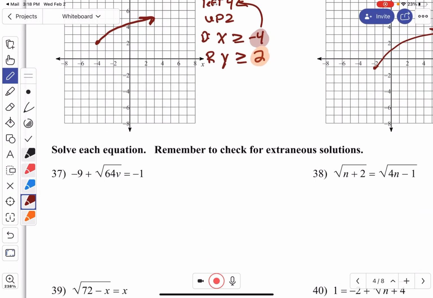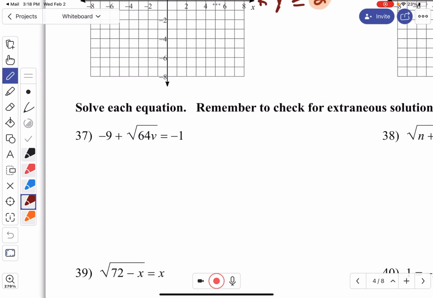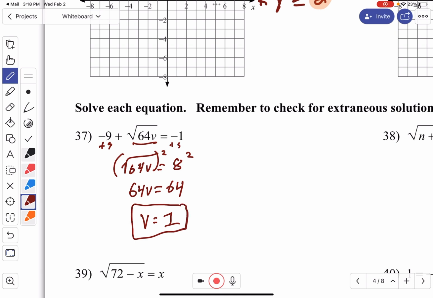Next one, solve each equation. Remember to check for extraneous solutions. 8 problems left. So we've got one single, so we're going to isolate it. So I'm going to add 9 to both sides. So 64v equals 8. Square both sides. 64v equals 64. Divide both sides by 64, you get v is equal to 1. Check it. Square root of 64 is 8, minus 9, so it works. That's your answer.